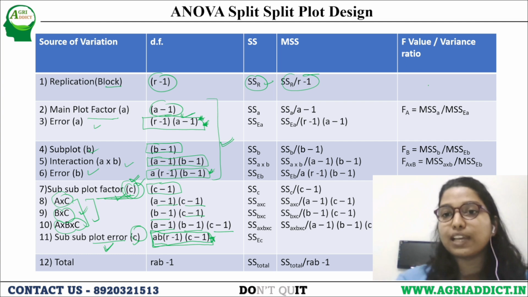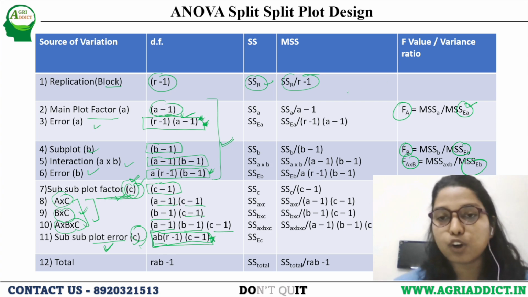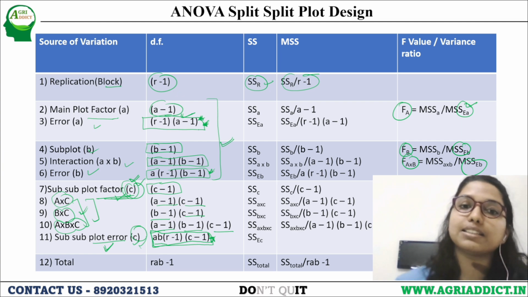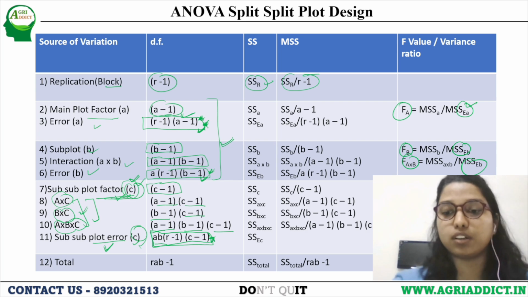And here the F value calculation is similar. For the A factor, we are dividing with error A. For the B factor and AB, we are dividing with error B. And for the C factor, MSC would be divided with MSE C. Like that, you can put it for the different interactions also. But this will not be asked in the examination. What will be asked is the error degree of freedom of different interactions like AB, subplot error, like that. Okay, I hope you got the point.